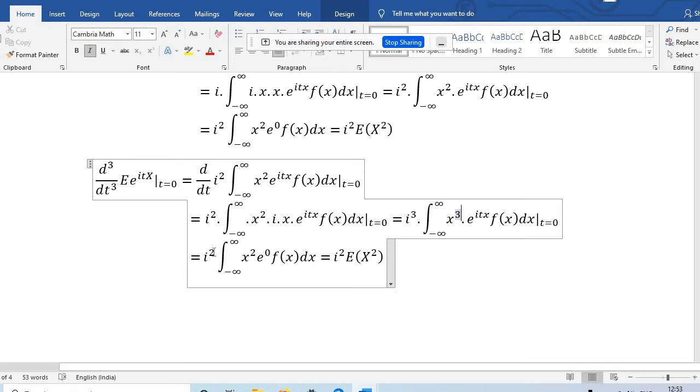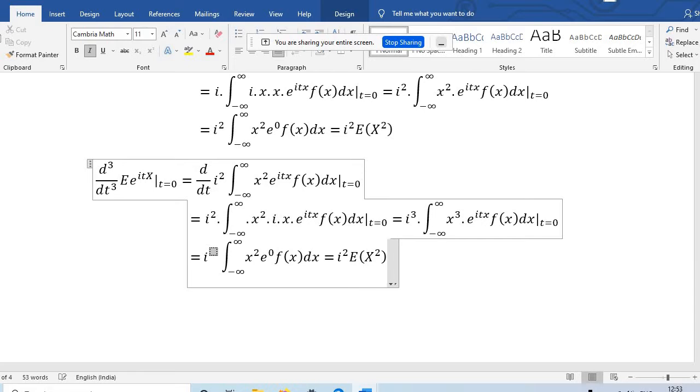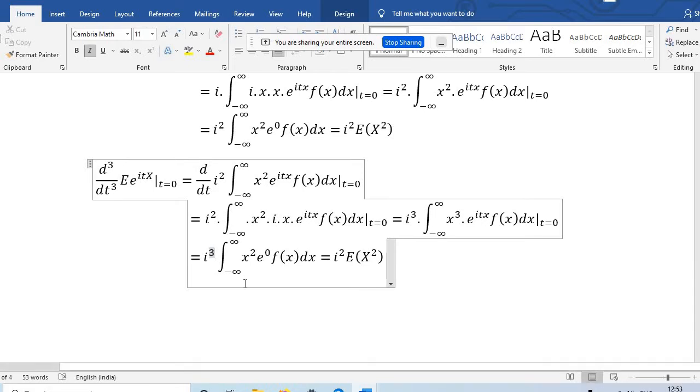That is I cube into integral minus infinity to infinity x cube. When we put t equal to 0, it will be e raised to 0 f of x dx, that equal to I cube into expectation of x cube. The third derivative.